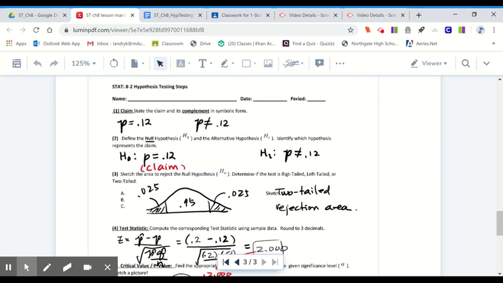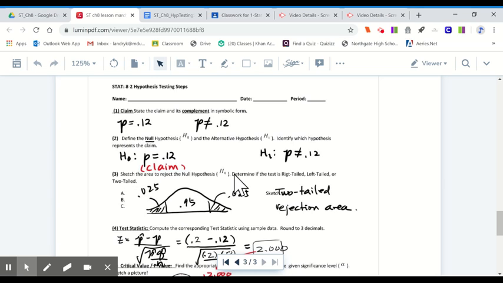Here's what I filled out. Okay, so first my claim is that p is equal to 12%, 0.12. And the complement is p is not equal to 0.12 or 12%. That's the same. Null hypothesis is that it's always equal to, so in this case, also same as the claim. Alternate hypothesis then is p is not equal to 0.12.